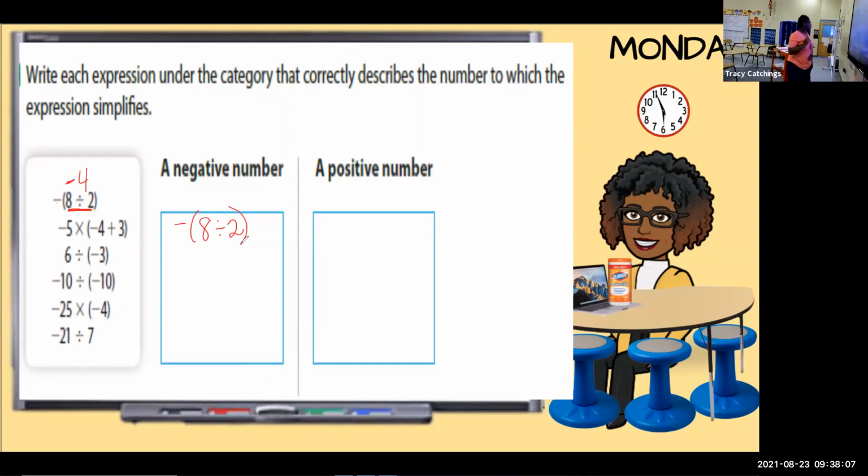All right, next we got -5 times parentheses -4 plus 3. So do parentheses first. What's -4 plus 3? -1. So -1 times the -5 gives us what kind of answer? Positive 5.